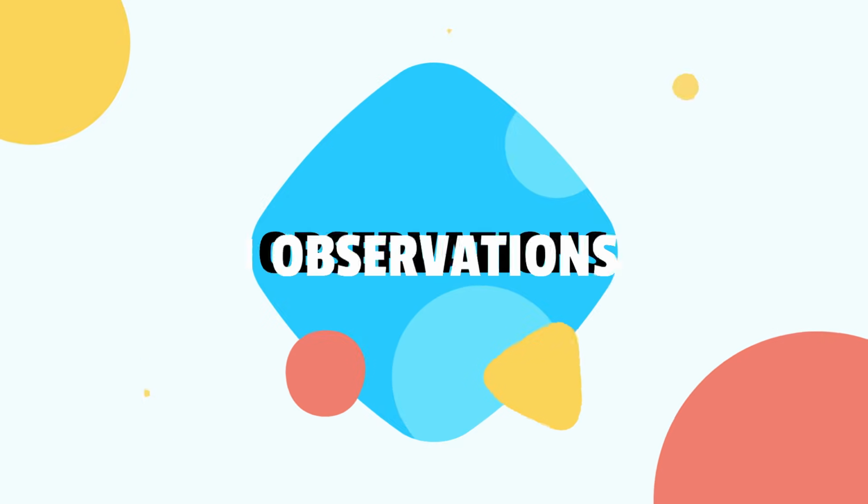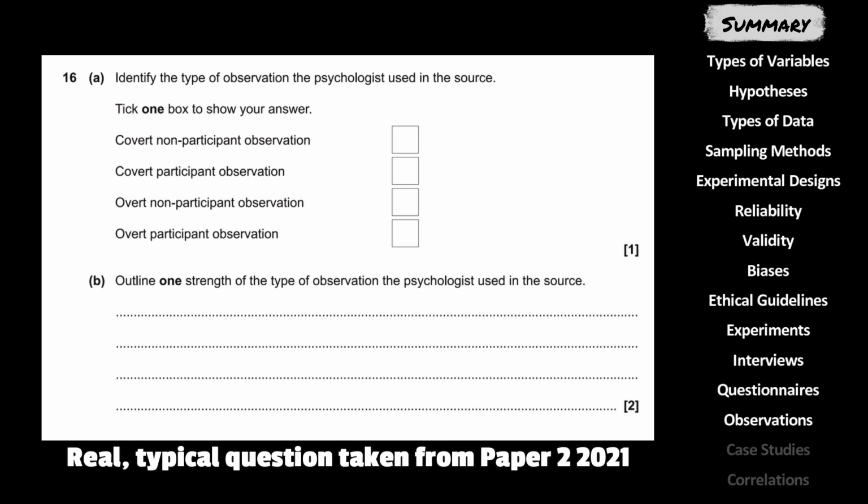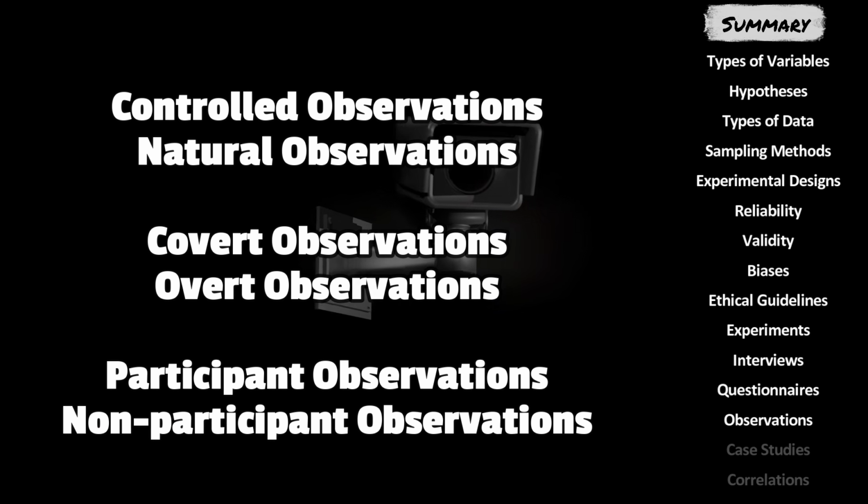Let's move on to observations. This involves the researcher watching the behavior of participants. There are 6 key terms you need to know. These come in little pairs.